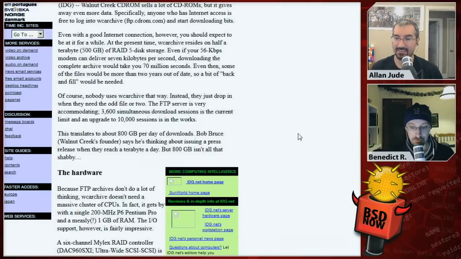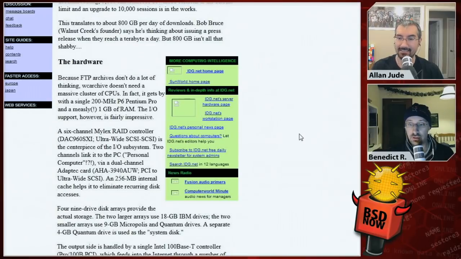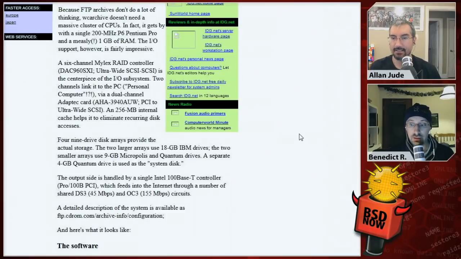Of course, nobody uses the archive that way. You don't download the whole thing. Instead, they just drop in and grab the odd file or two that they need. Currently, the server can accommodate 3,600 simultaneous download sessions, and they're looking at upgrading it to support 10,000. Currently, they deliver about 800 gigabytes per day of downloads, but they're hoping to reach a terabyte. Interestingly, the hardware behind this is not all that impressive: a 200 megahertz Pentium Pro with 1 gig of RAM. Of course, back then that was a huge amount of RAM. Yeah, this is 1999. Even in 2002, 1 gig of RAM was a lot, right?